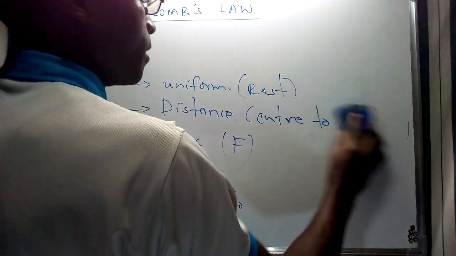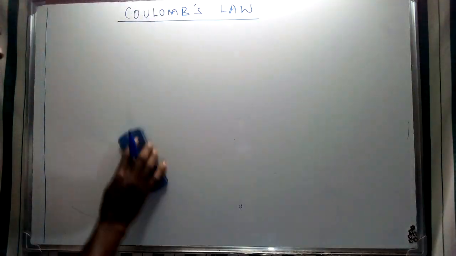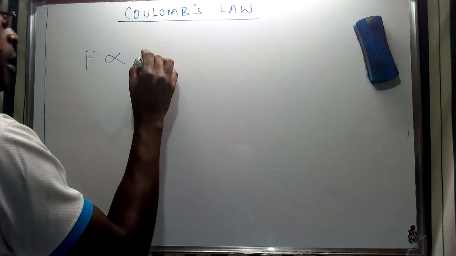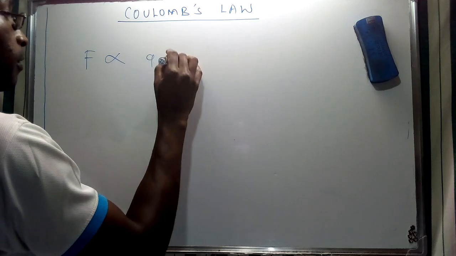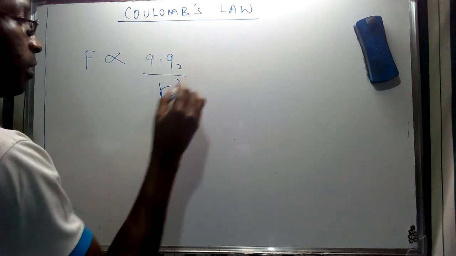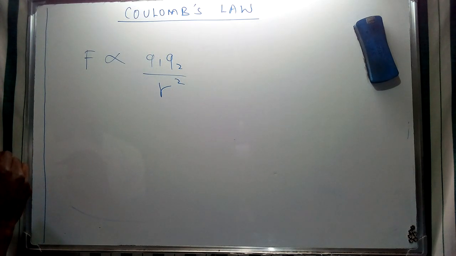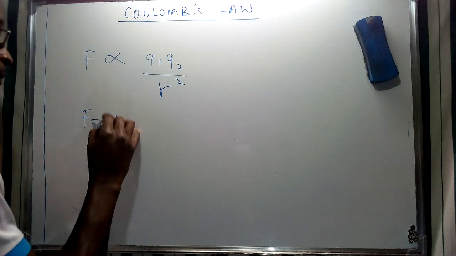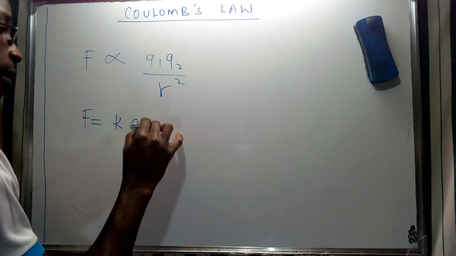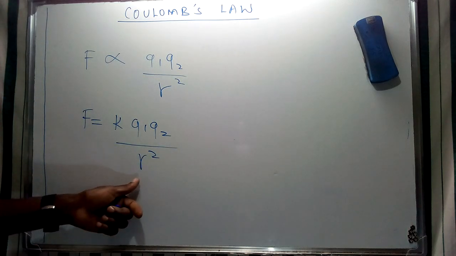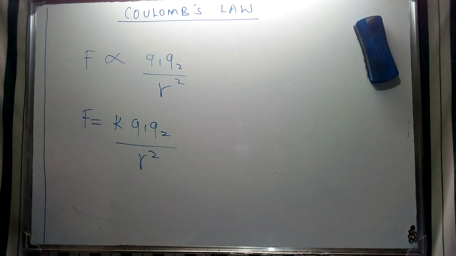So this gave us a relationship which we wrote as: force is directly proportional to the product of the charges of the two spheres, and inversely proportional to the square of the distance between the two charges. This gives us a formula for Coulomb's law as K times the product of the two charges, over the square of R. So basically, this is the expression which represents Coulomb's law as per our first discussion.